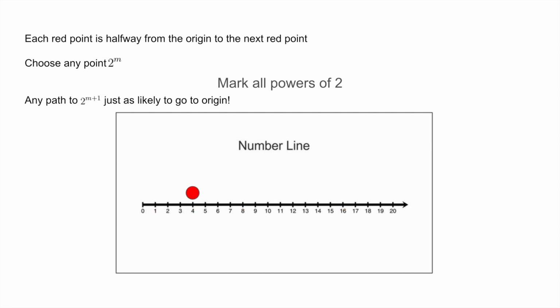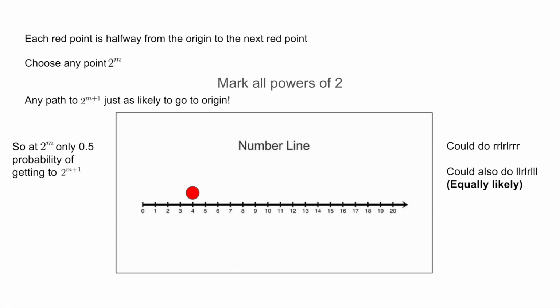For example, if the point we were at was 4, then to get to 8, we could go right, right, left, right, left, right, right, right. However, it is just as likely that we do the exact opposite path, which is left, left, right, left, right, left, left, left, which would send us back to the origin. So, in general, this means that if we are at the point 2 to the power of m for some m, our probability of making it to 2 to the power of m plus 1 is 0.5.